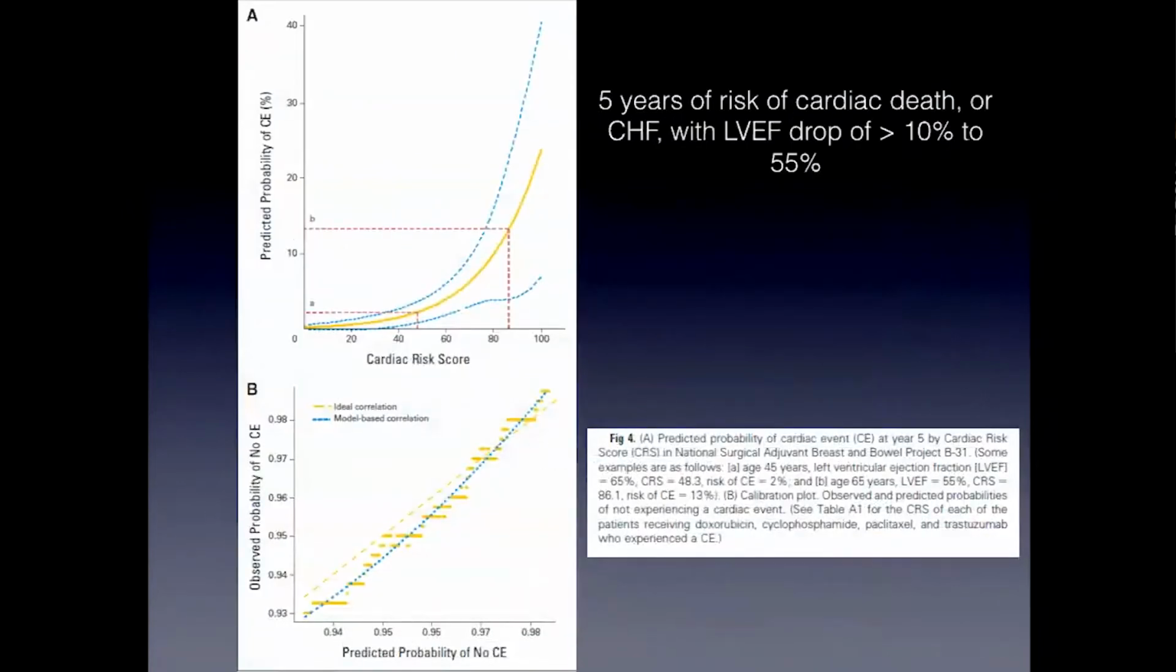So this is patient A over here, somebody who is 45 years of age and has an ejection fraction of 65. The risk of having symptomatic heart failure or death is about 2%. Let's take somebody who is 65 years old with an ejection fraction of 55: the risk will be 12%, almost 6 times higher. And this is just because the ejection fraction is lower and the age is higher.